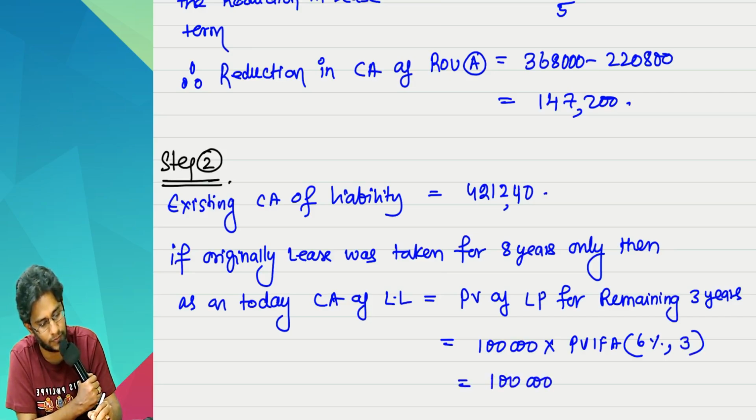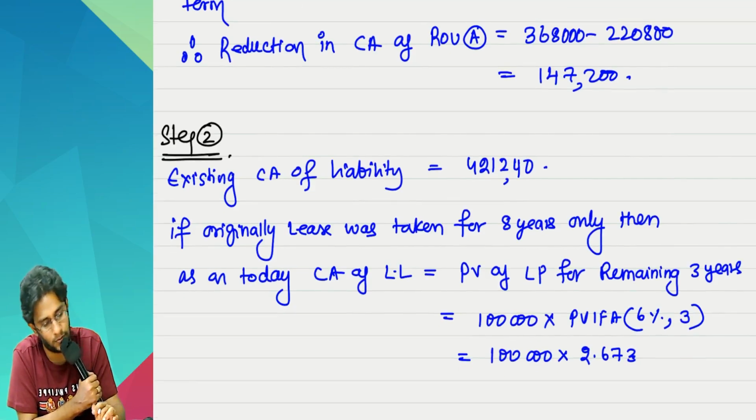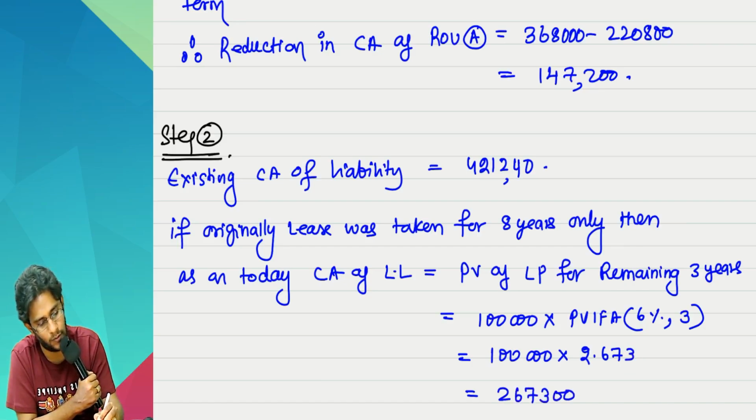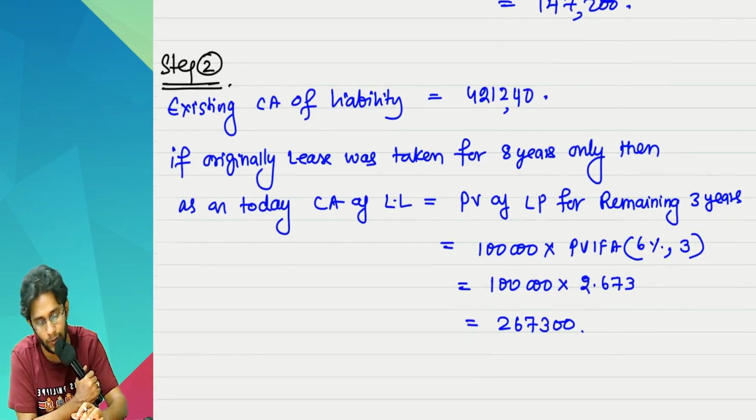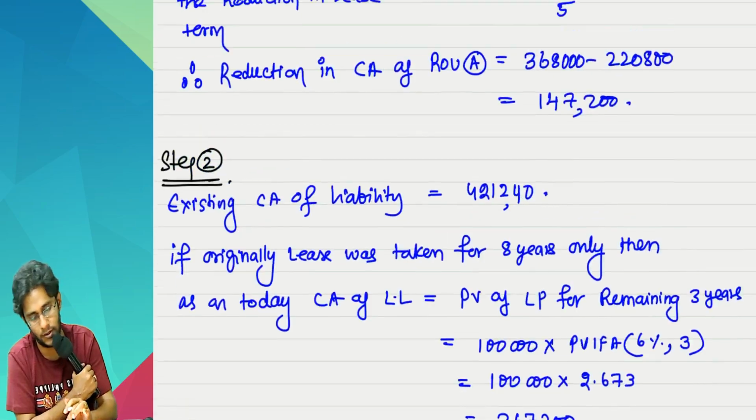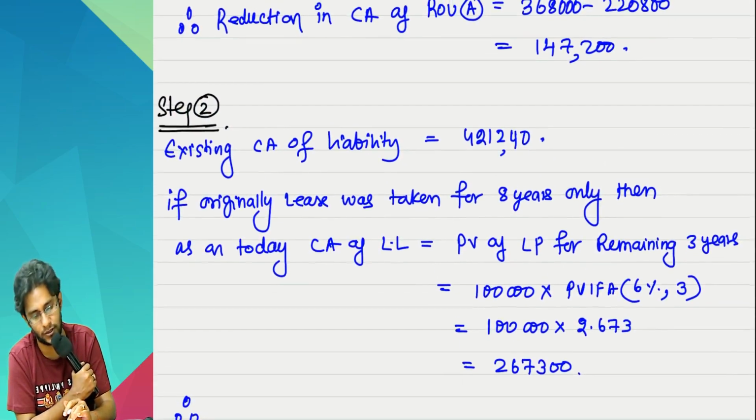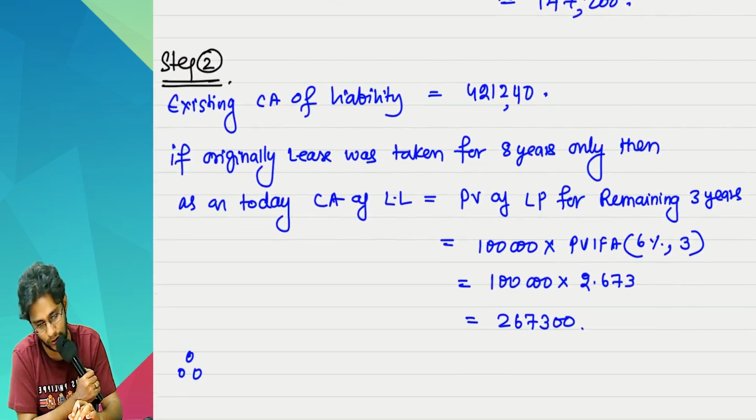I'll do this math. 2.6737. Multiply, 267,300. Very good. Your present liability is this, your liability should have been this. So now identify the reduction. But 40% going to the ROU sir, that will not work here. Earlier it worked because of the scope reduction, in space reduction. This is not space, this is time reduction.